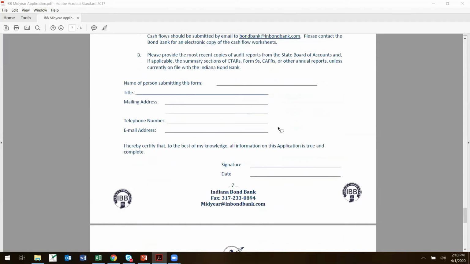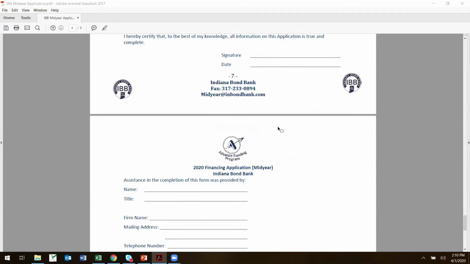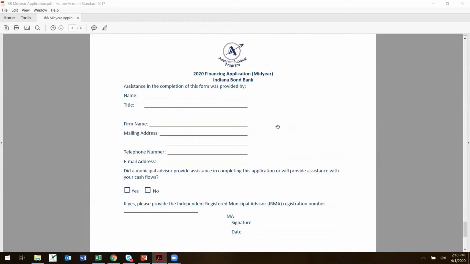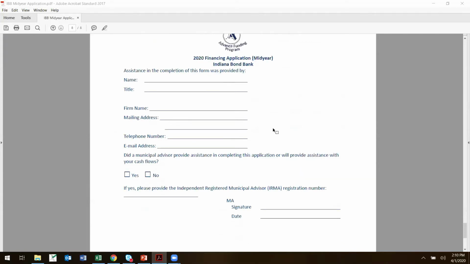And that really is the full complete application. So you'll see there's 8 pages of application, yet the information that we're really looking for is probably closer to 3 to 4 pages. And a lot of that too is information that you'll have handy.